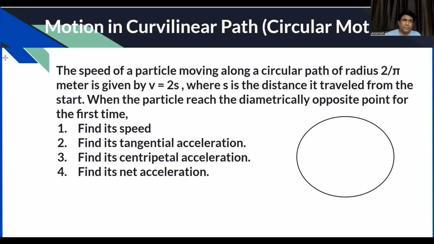See, it is starting from this point, point A. I want point B. So what will be the speed at this point? The speed at B will be simply 2 into S. S is nothing but pi r only. This is the answer. Nothing else, because distance is pi r, na?